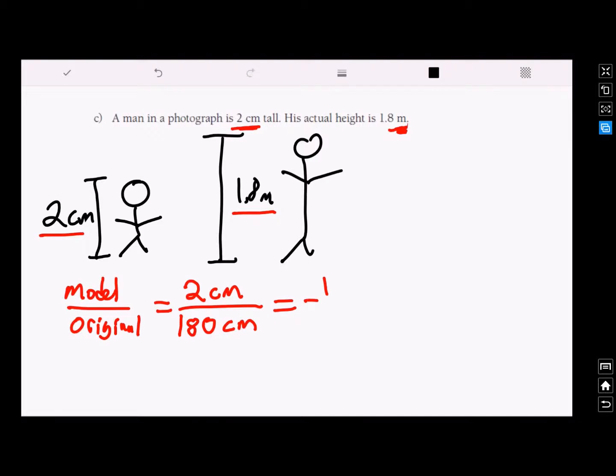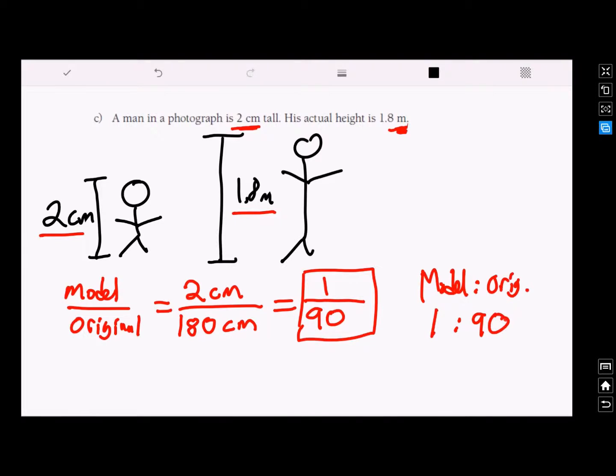It's best to work in fractions as much as possible, because most problems in this class will end up giving you nice ratios like this. If you work in a decimal, this decimal will be like 0.0101 and so on. It's not very nice to work with. So working with a ratio like this is much nicer. This tells me then that if I write it as a ratio in terms of model to original, I get a ratio of 1 to 90. So the original is 90 times bigger than the model, or in this case the picture of the man.